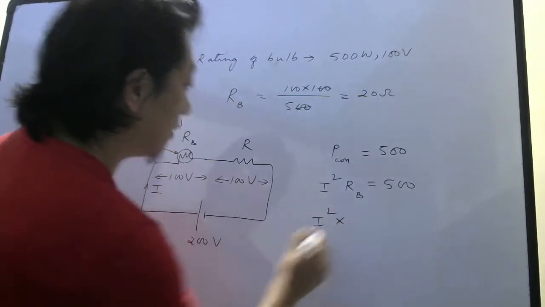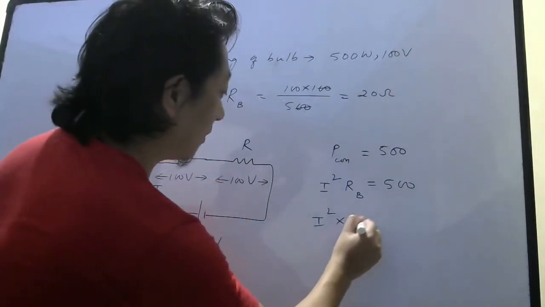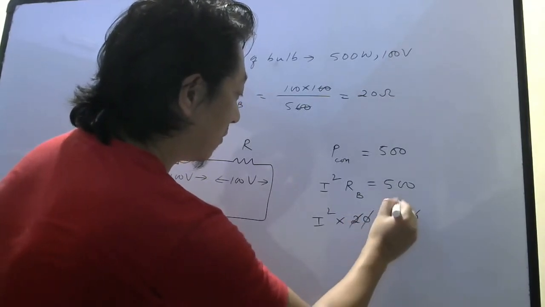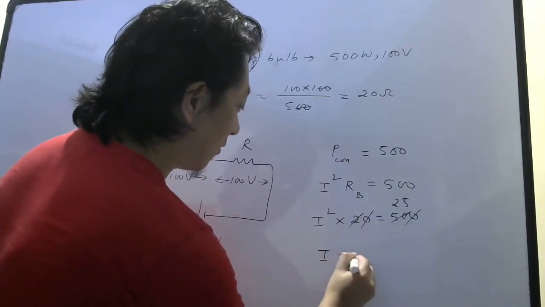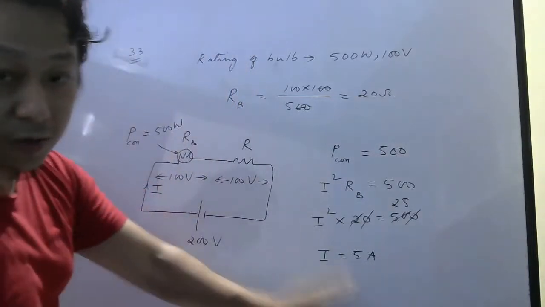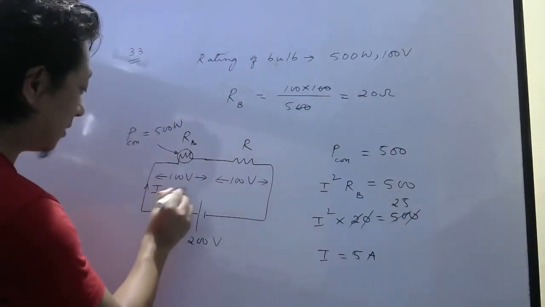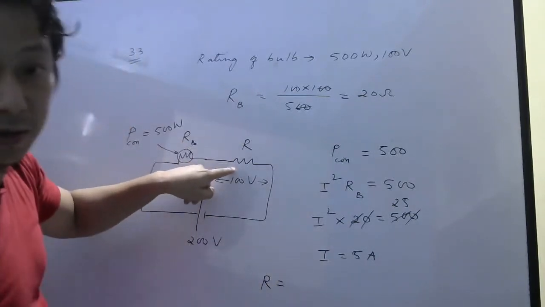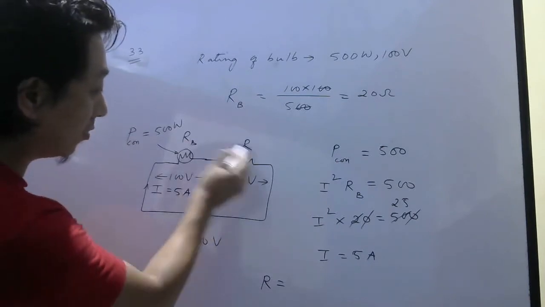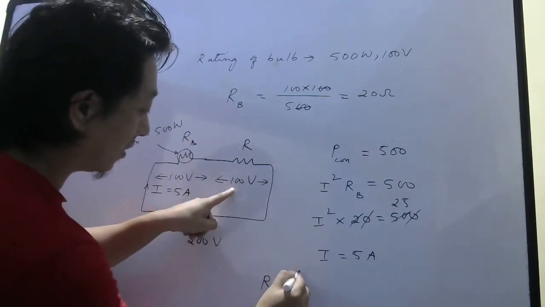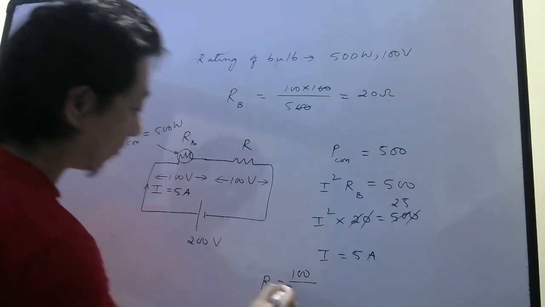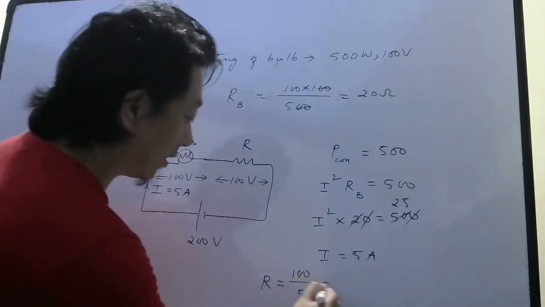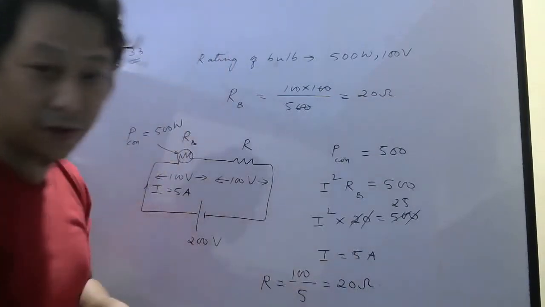And what is the resistance of the bulb? We calculated 20. So 500. So the 0's cancel, 25, so current is 5 amperes. Okay, so once I know the current here is 5 amperes, I can now find the resistance of this resistor by just using Ohm's law. So voltage here should be 100, current here is 5 amperes, voltage by current is resistance, so that will be equal to 20 ohms. Okay.